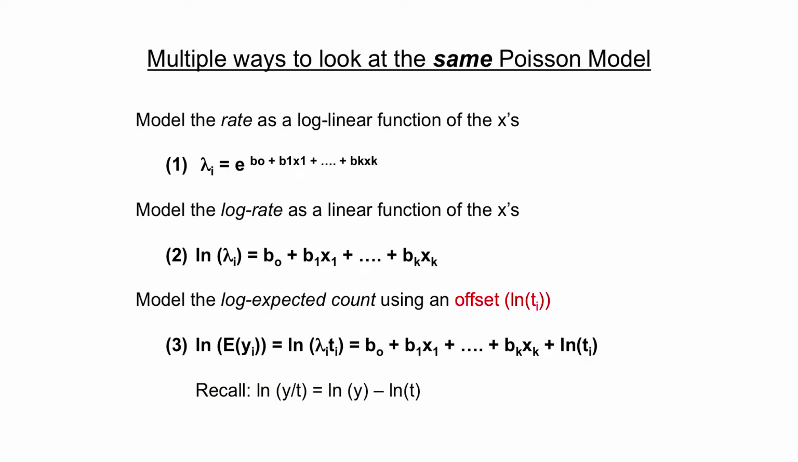There are multiple ways to look at the same Poisson model. Ultimately, we're interested in modeling the rate, shown in the first equation. But the rate has an exponential shape to it. As x increases, the rate increases exponentially. So we need to model the log rate as a linear function of the x's, which is the second equation. Similar to logistic regression where we modeled the log odds, this allows us to model the log rate using a line. So this is what we want to model.